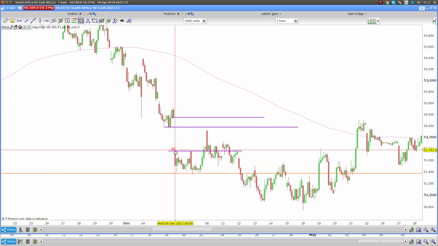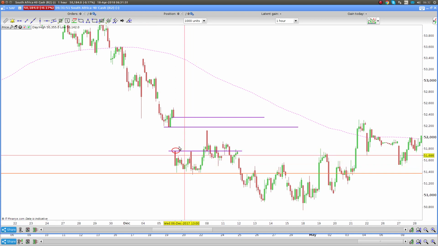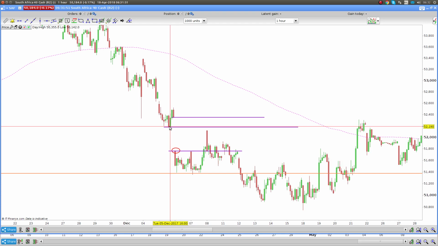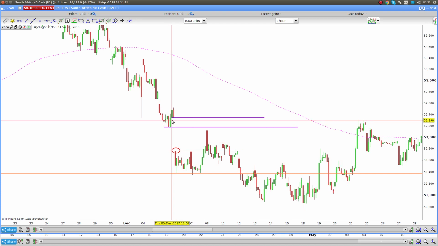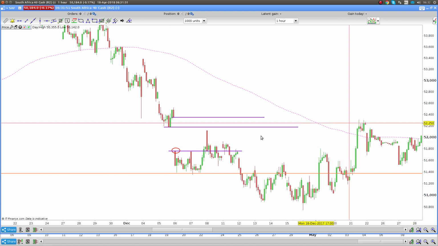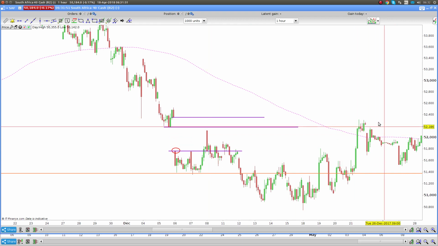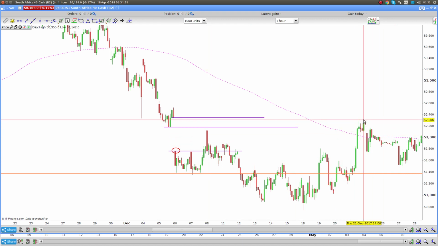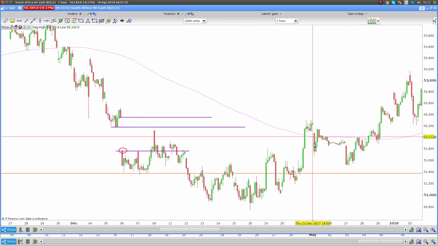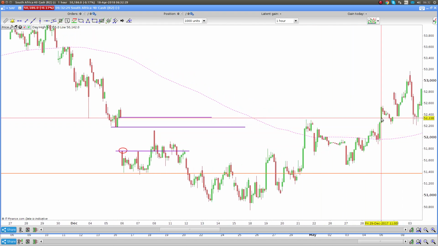First it comes back and tests this area, which it does. Then it's going to come back and try and test this area, which it does over here. It fails here, but it does over here. But it doesn't close the gap. That gap is still open. It comes off, and then it comes up to close the gap.